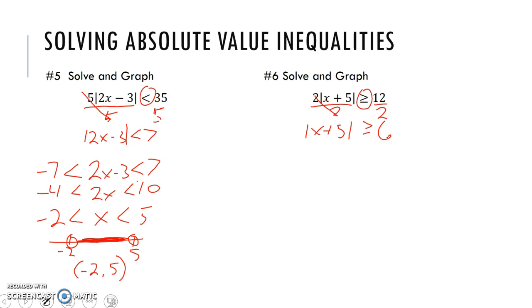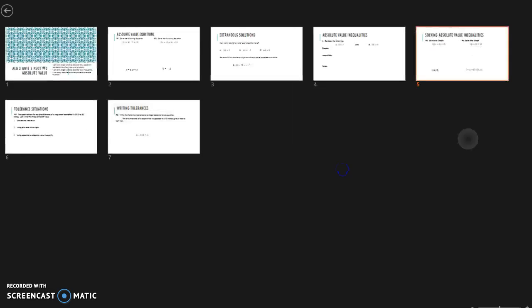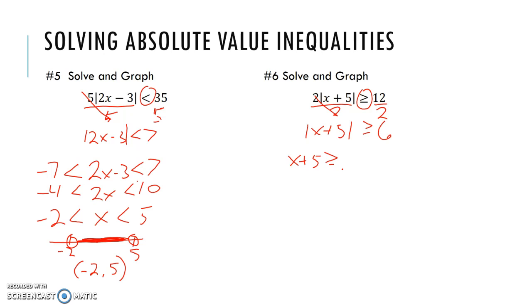But because the absolute value is greater than 6, I'm talking about distances from something that's greater than 6. So that means I'm going to use an or. X plus 5 could be greater than or equal to 6, or x plus 5 could be less than or equal to negative 6. And so I have two different situations going on here.